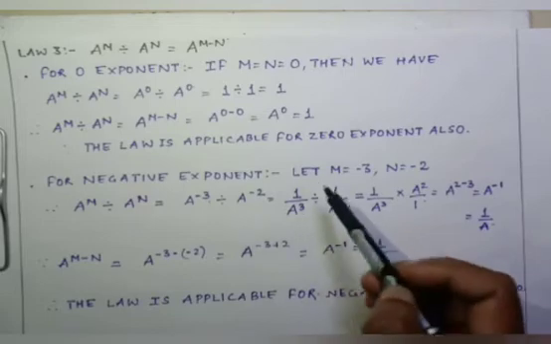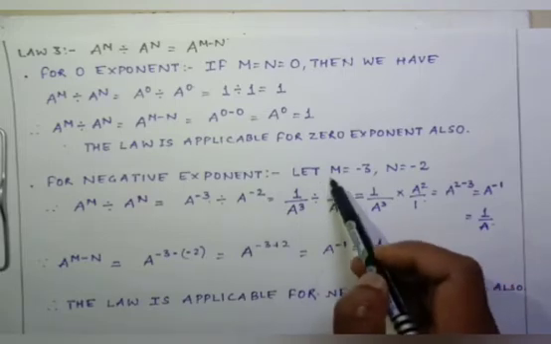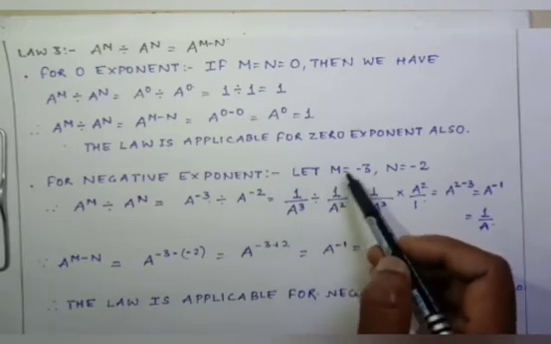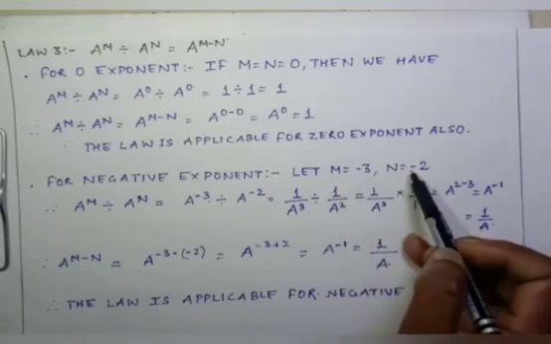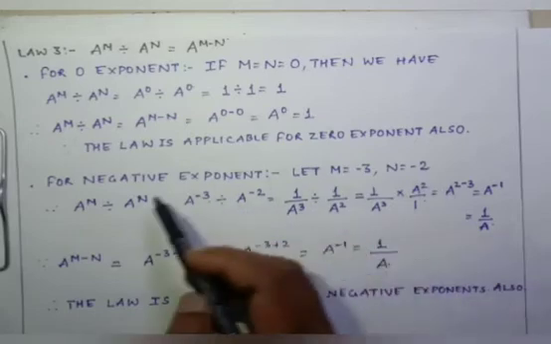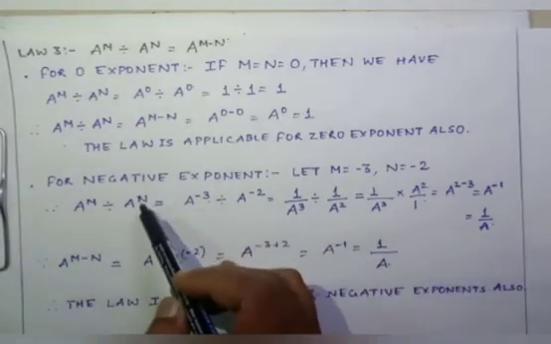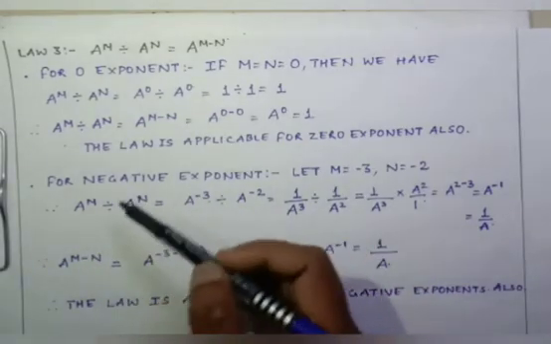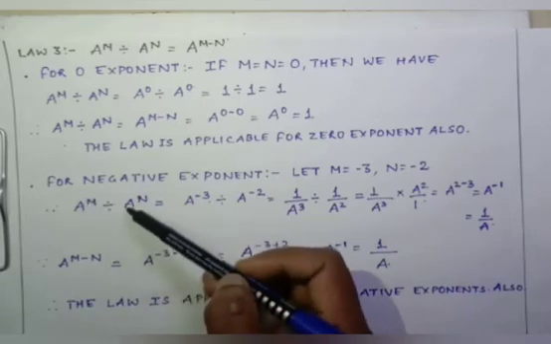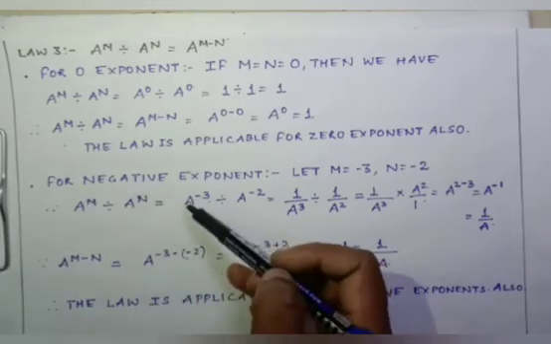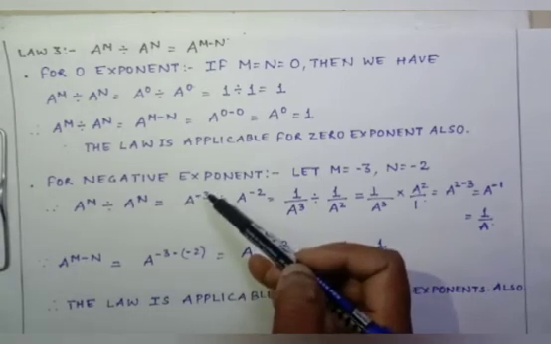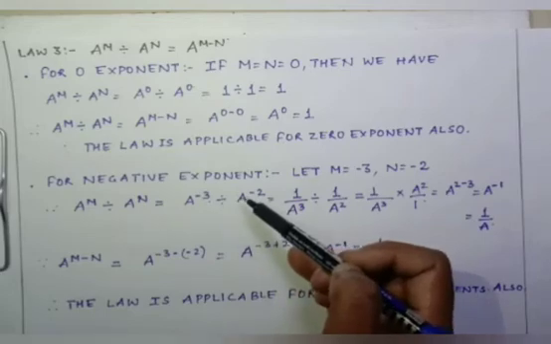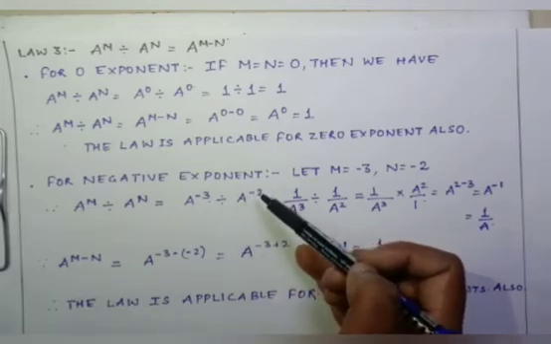Again we are going to follow the same process. We are going to give the value to m and n, that is m is equal to minus 3 and n is equal to minus 2, and again we are going to follow the same formula, that is a to the power m divided by a to the power n. In place of m we are going to place the value of m, that is minus 3, divided by a to the power minus 2, that is the value of n.